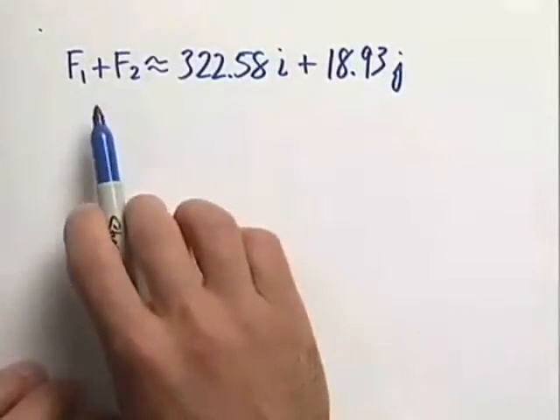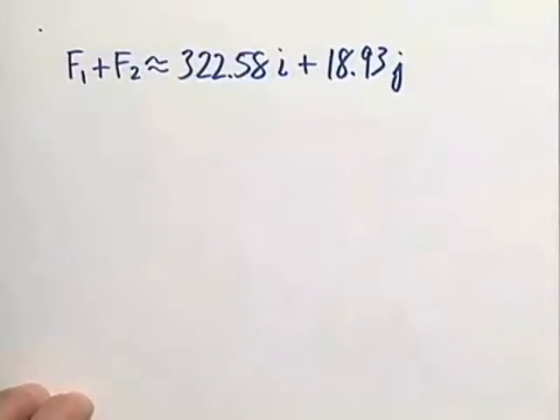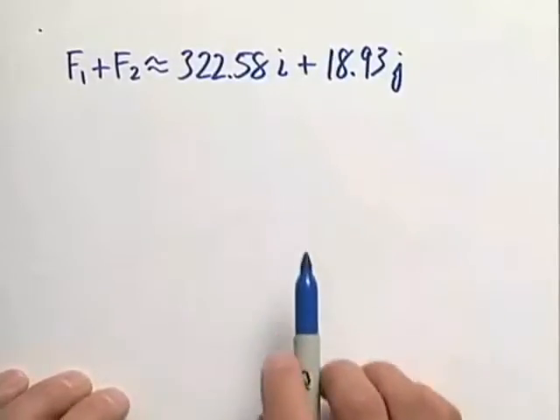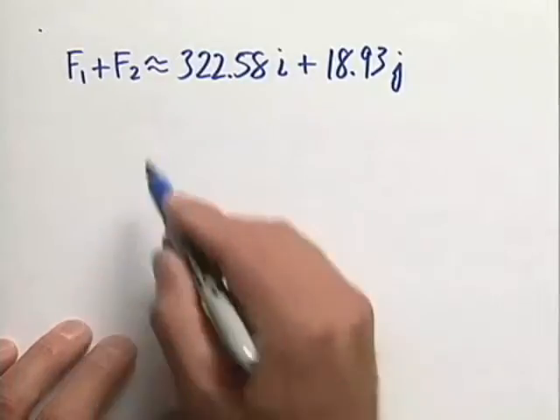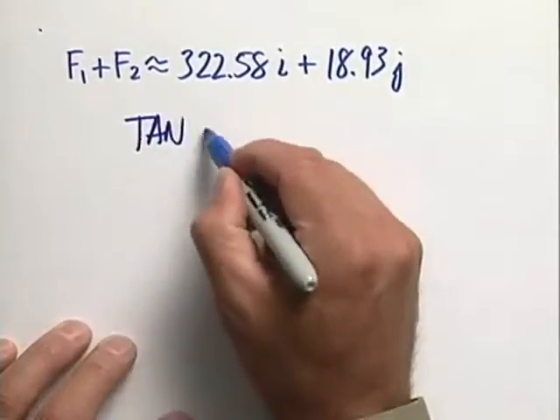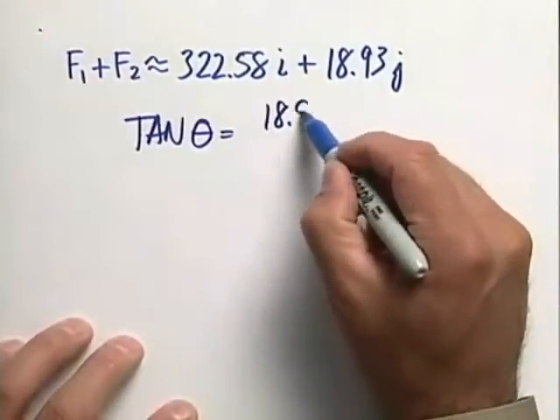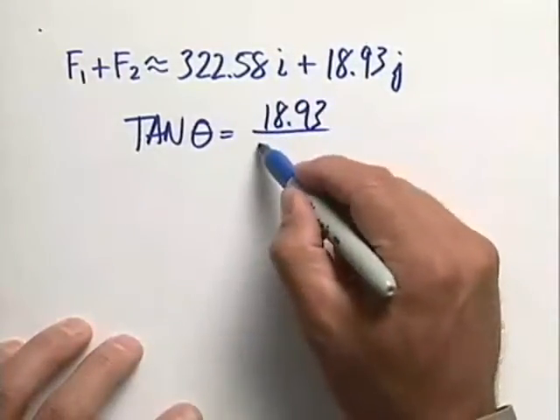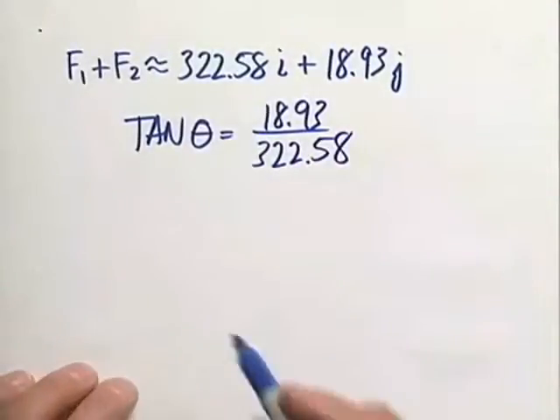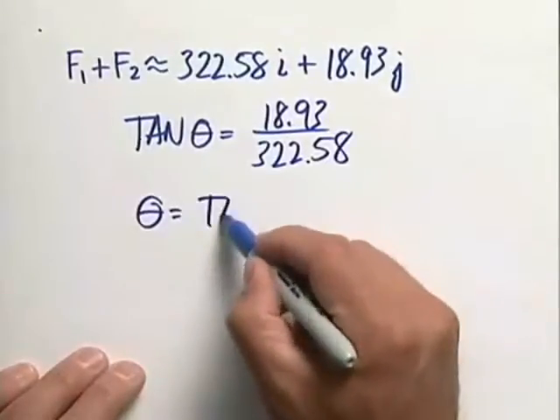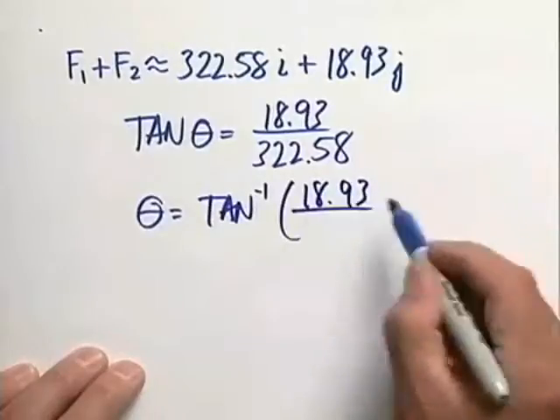Now that we have the resultant vector, let's find the angle of this resultant vector. Alright, so here we have it. F1 plus F2 is approximately, remember we rounded this to a couple decimal places, 322.58 i plus 18.93 j. We have a nice little formula here using the tangent. We know that the tangent of theta is equal to the vertical component, 18.93, divided by the horizontal component, which is 322.58. So if we take the inverse tangent of both sides, the inverse tangent of this fraction should give us the angle that we're desiring here.